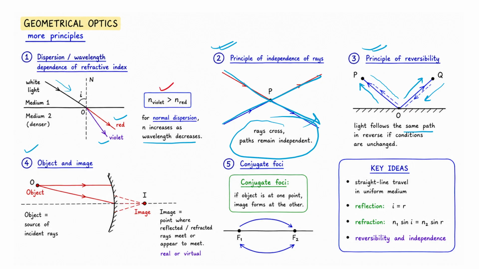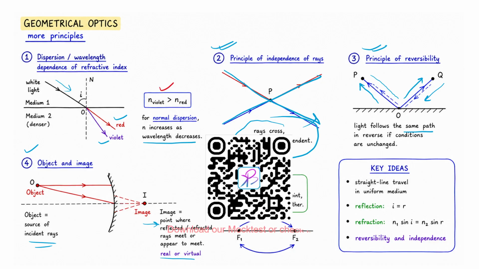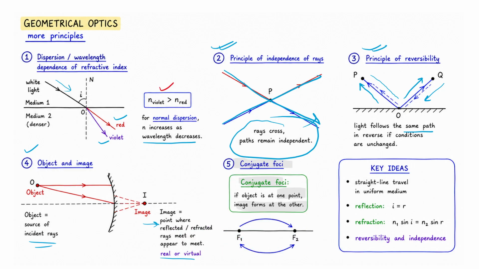Now, the next concept is object and image. Object is equal to the source of incident light. Whenever you draw any object, you have to draw two lines, basically light emitting from the object. Image is the point where reflected and refracted rays meet or appear to meet virtually. Now, another concept is conjugate foci. If an object is at one point, the image forms at another point. So this is the principle of conjugate foci.